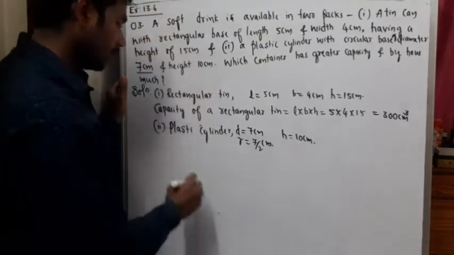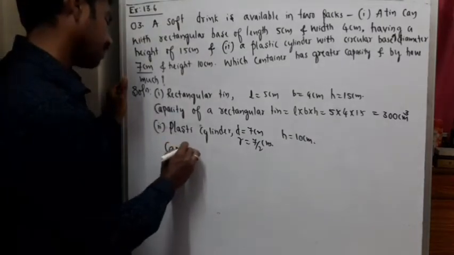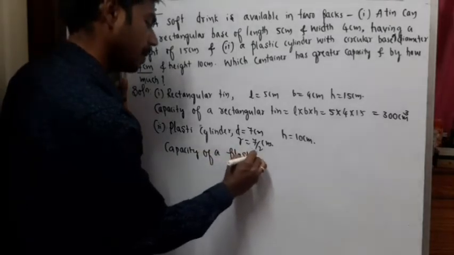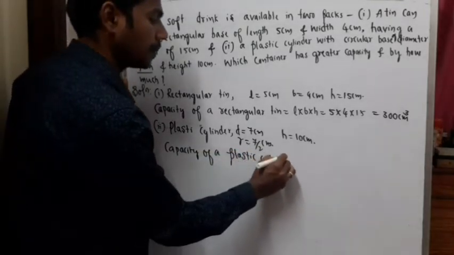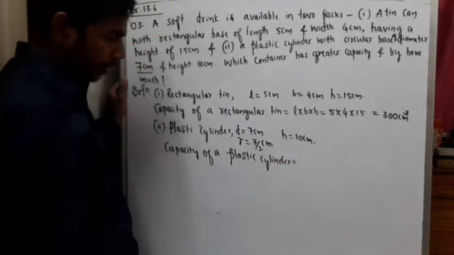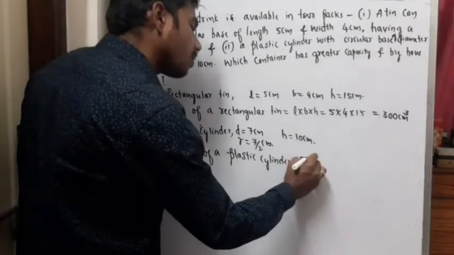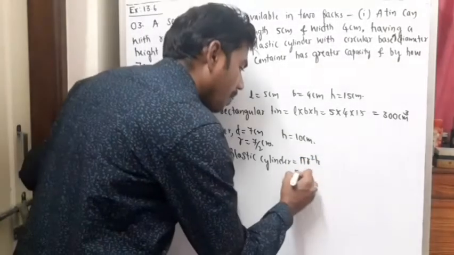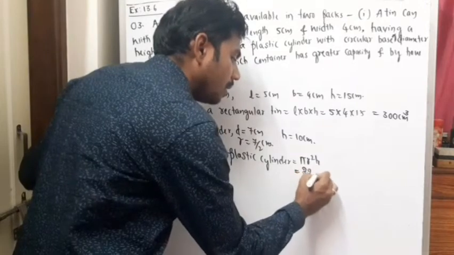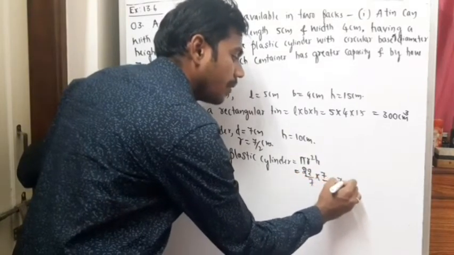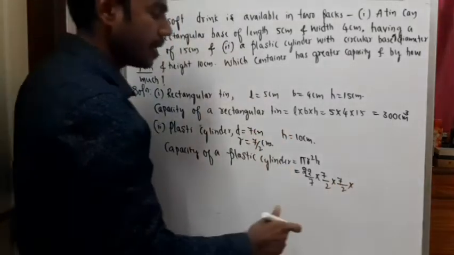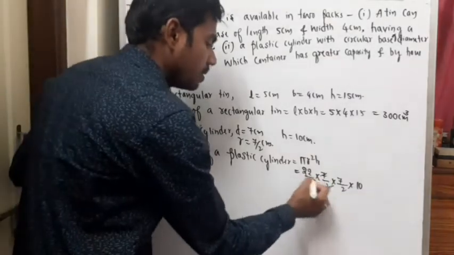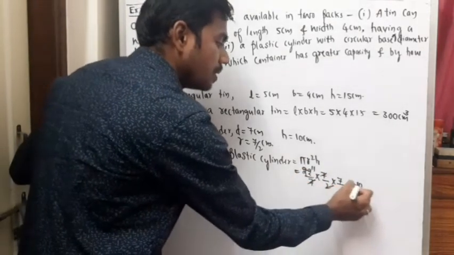Okay. Now capacity of a plastic cylinder is equal to pi r square h. Because it is in the shape of a cylinder, we need to apply the cylinder formula, that is 22/7 into 7/2 into 7/2. What is the height? Height is 10 centimeter. Fine. Okay. 7 will get cancelled. 2 1s are 2, 11s are. Again 2 1s are 2, 5s are.